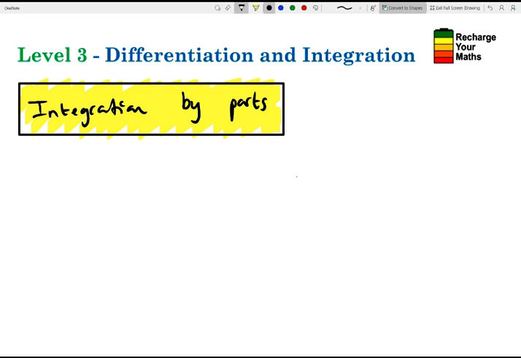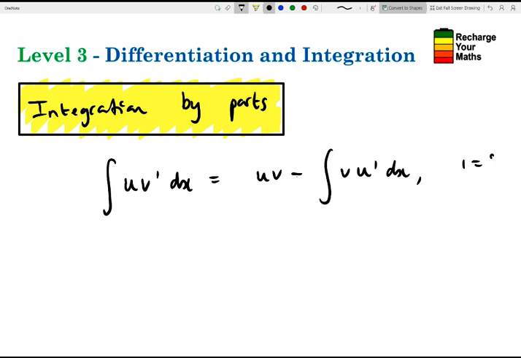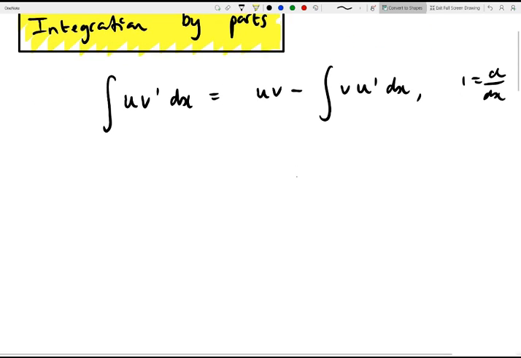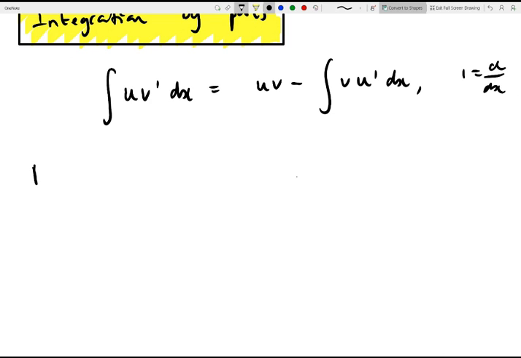So the formula for integration by parts is the integral of u v dash dx equals u times v minus the integral of v u dashed dx, where dashed is of course d by dx, and u and v are both functions of x. And this actually isn't too hard to prove, so we can go ahead and look at the proof.